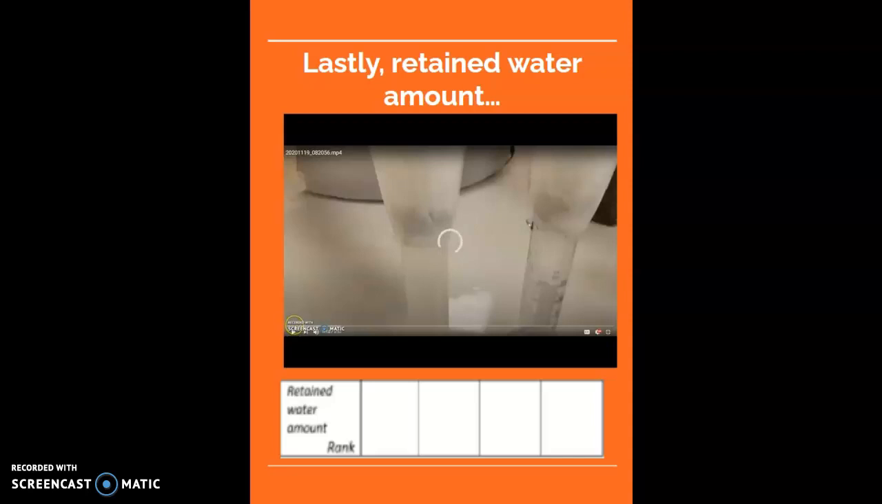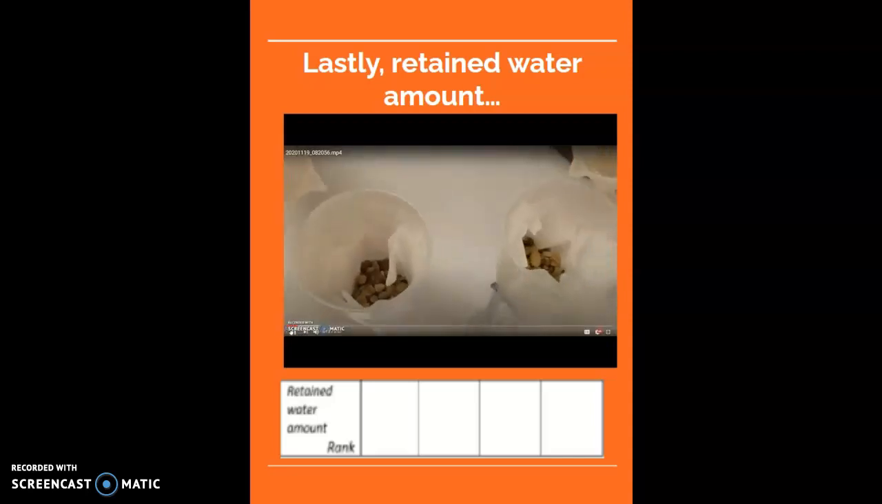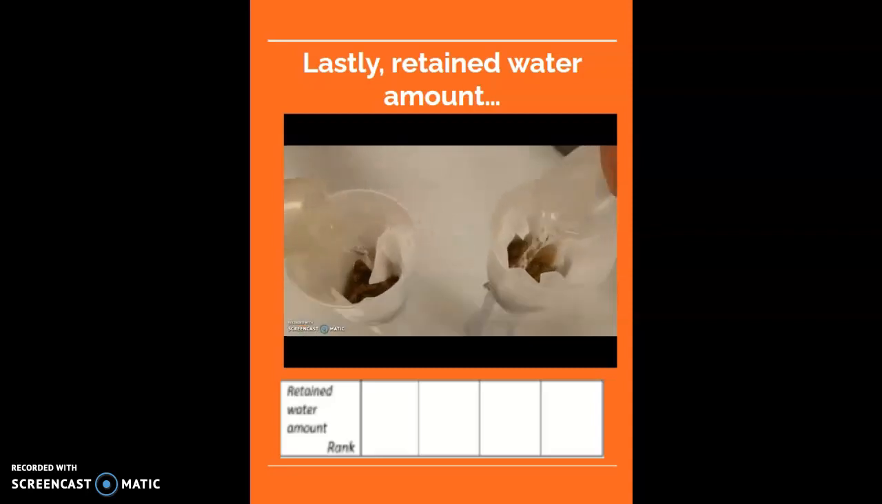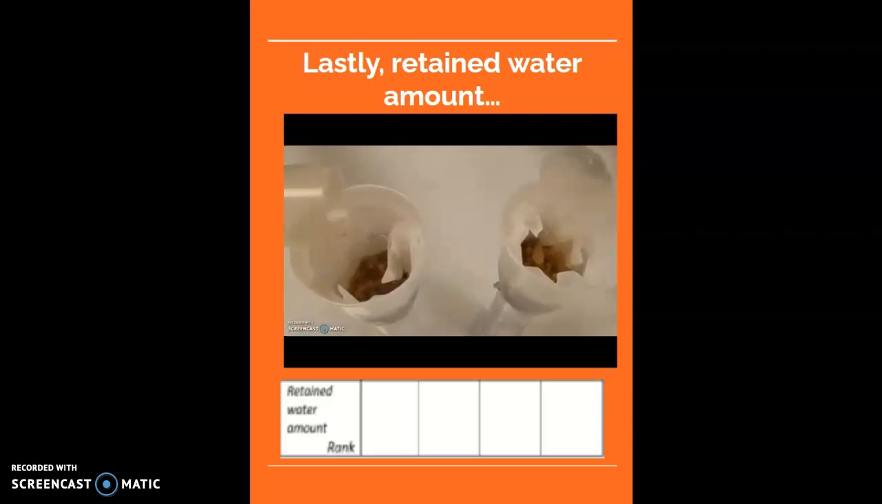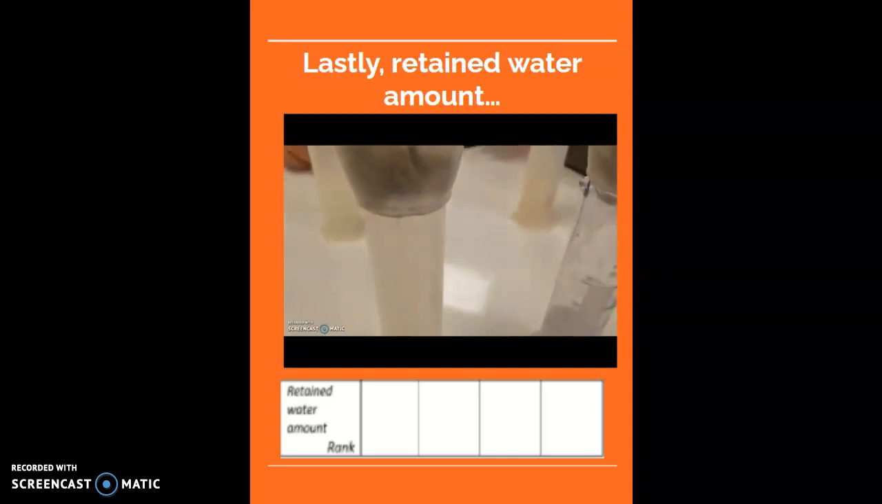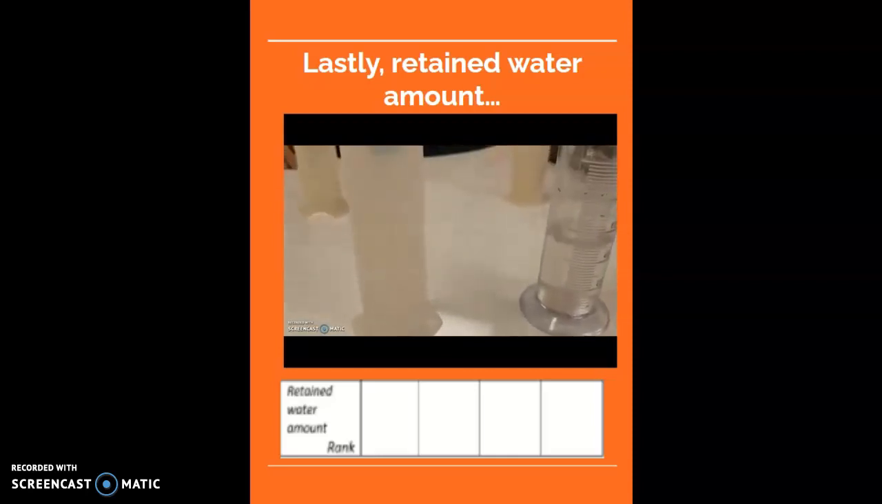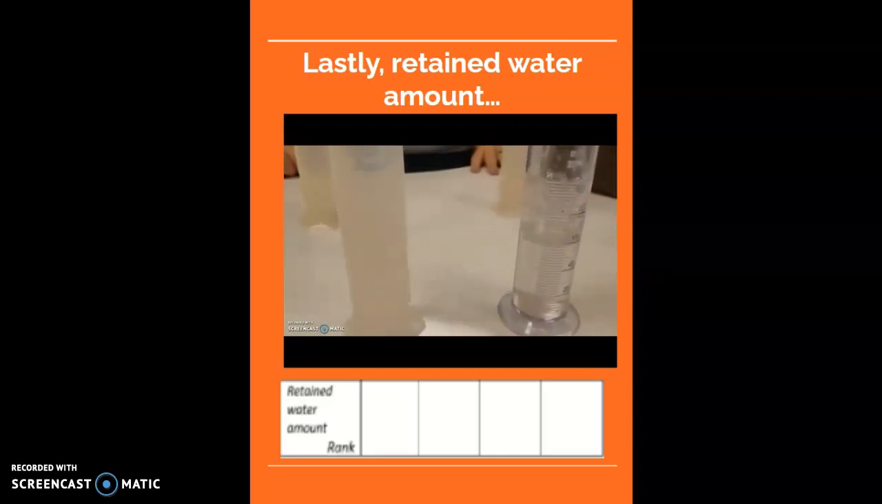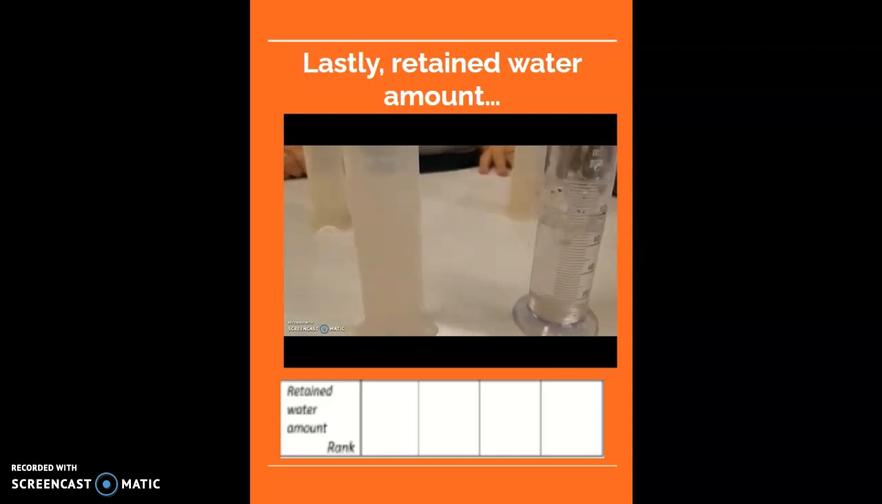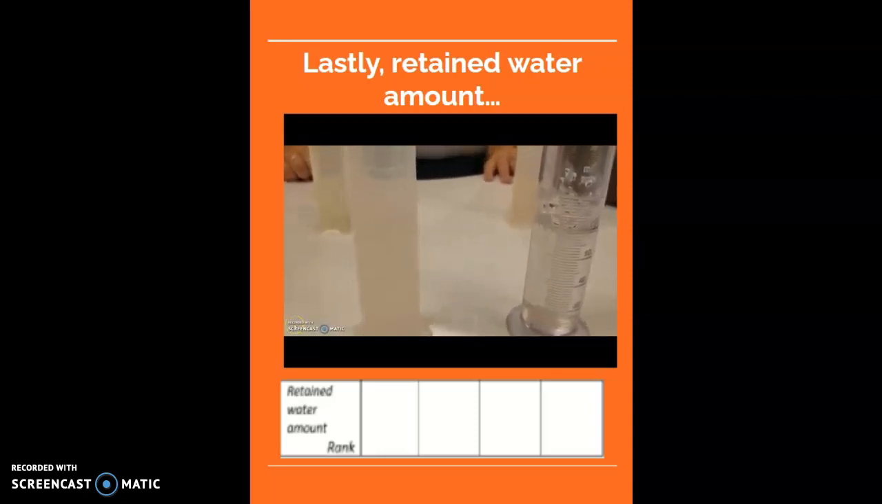Okay, the second sample is the gravel. You can see that in the cup. And it's in a coffee filter, just like the sand was. And we pour the 100 milliliters of water into each one. The water flows through, filters through, and then we're going to do our subtracting again. Whatever measurement we get on these cylinders, we're going to subtract those both from 100.